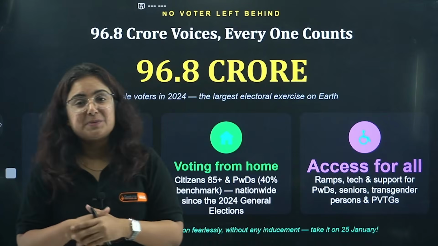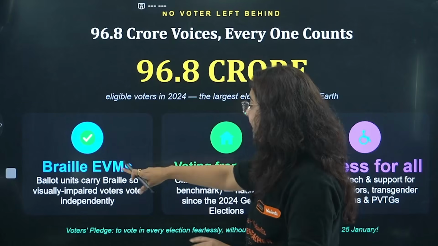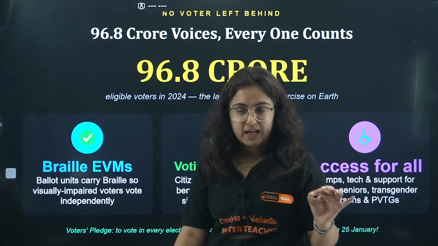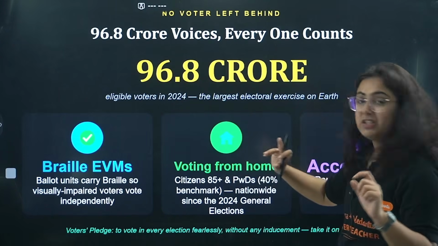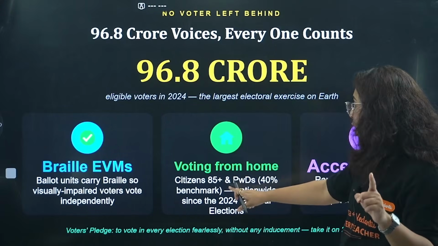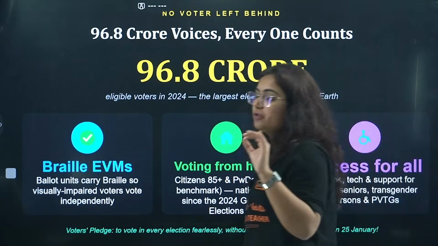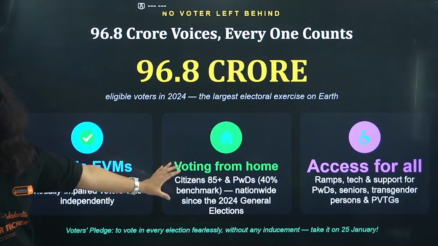So is the service provided? Yes, obviously the service is provided, like braille EVMs for the people who are visually impaired. Then we have voting from home, for citizens who are 85 plus or persons with disability. Since the 2024 general elections, we are going to their home and taking the vote.